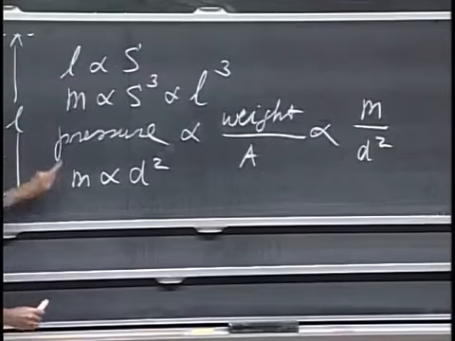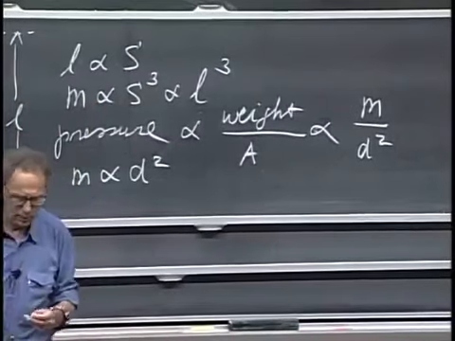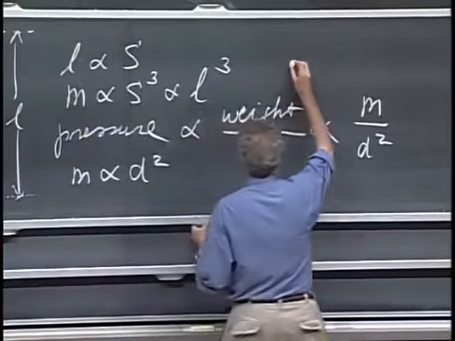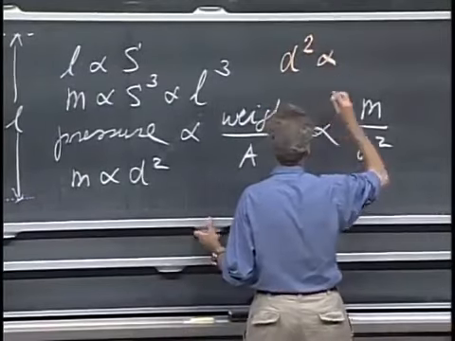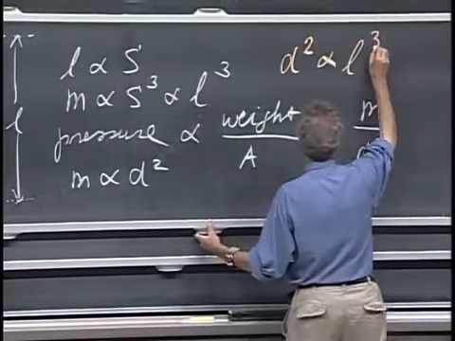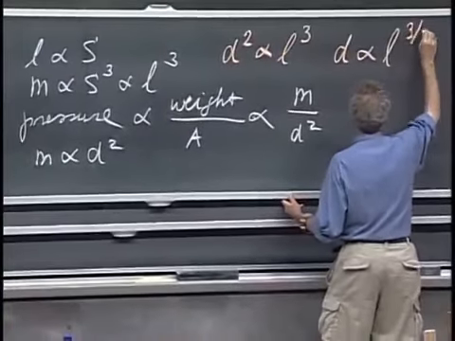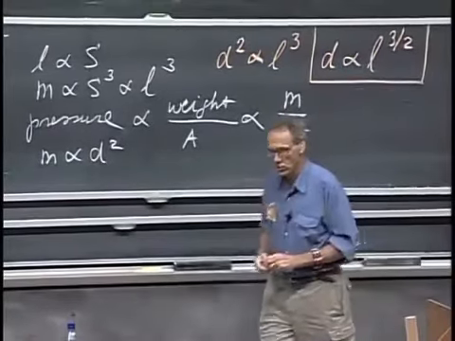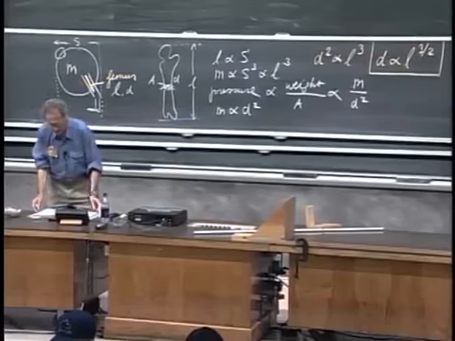Now compare these two. The mass is proportional to the length of the femur to the power 3, and to the thickness of the femur to the power 2. Therefore, the thickness of the femur to the power 2 must be proportional to the length L cubed, and therefore the thickness of the femur must be proportional to L to the power 3/2. A very interesting result. What is this result telling you?